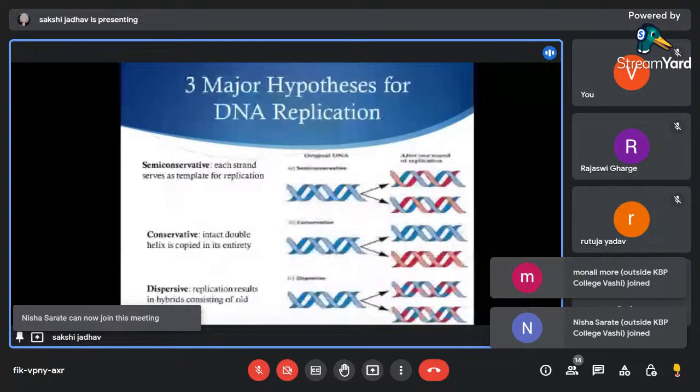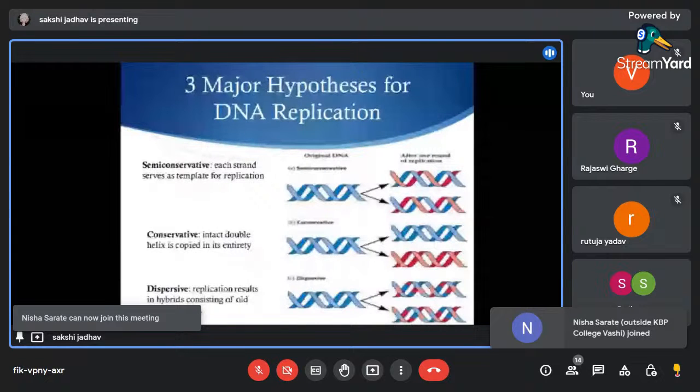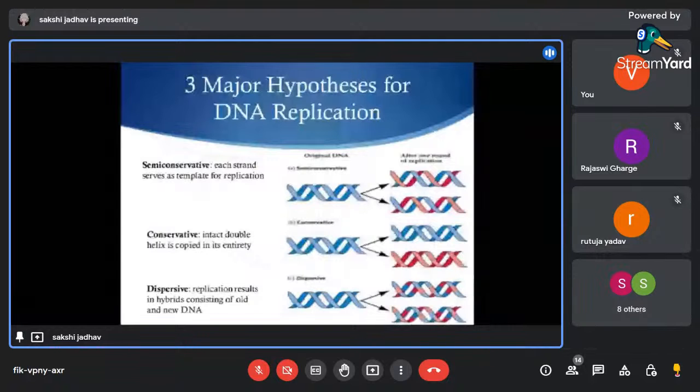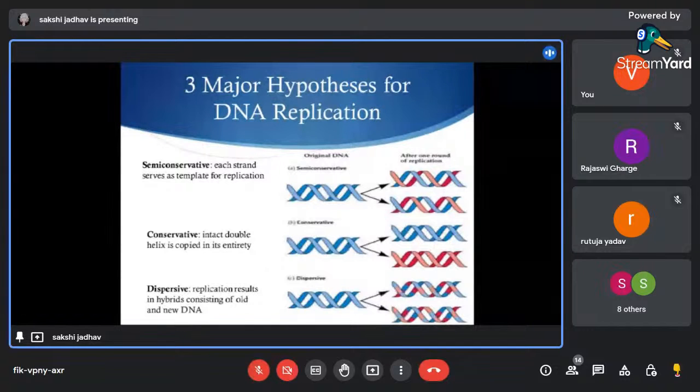So, there are three major hypotheses for DNA replication. So, the semi-conservative direction. In this model, the two strands of DNA unwind from each other, and each acts as a template for synthesis of a new complementary strand. This results in two DNA molecules with original strands and new strands.